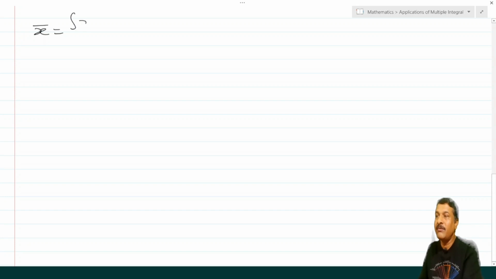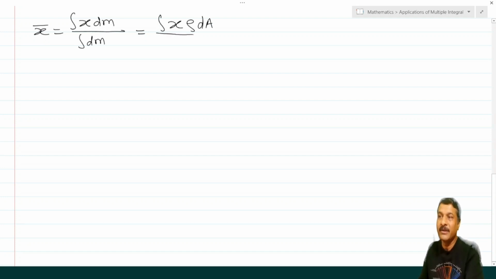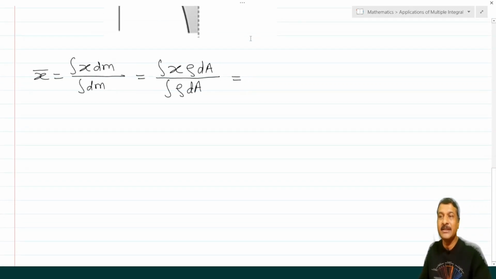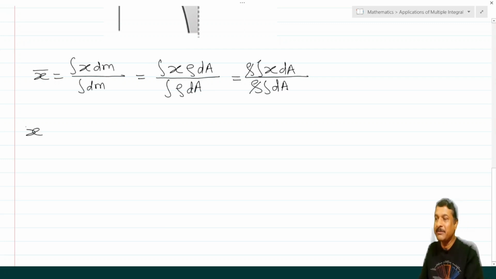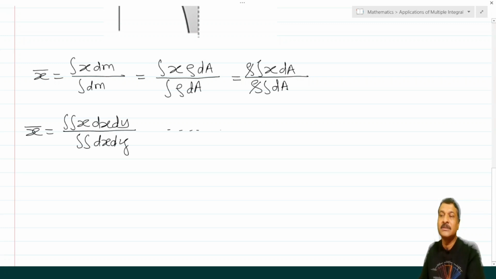It is the integration of x dm upon the integration of dm, which equals the integration of x rho dA upon the integration of rho dA, since it is a two-dimensional plane figure and dm is rho dA. Again, if I extend it, area means dx dy, double integration. Here rho is a constant, so I take rho outside in both numerator and denominator, and that is why for x bar I use the formula for area: double integration of x dx dy upon double integration of dx dy. So this is equation number 1.